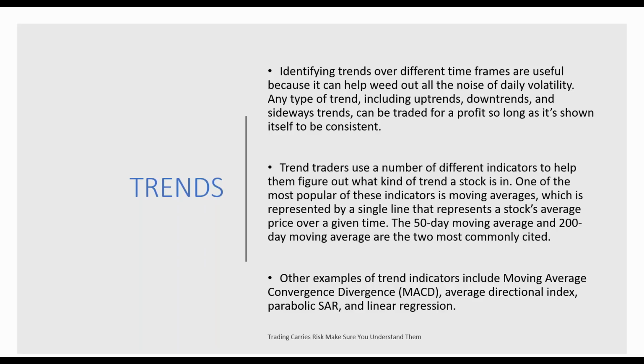Trend traders use a number of different indicators to help them figure out what kind of trend an asset is in. One of the most popular of these indicators is moving averages. Moving averages is the simplest of all indicators. Moving averages will help take the noise out of the markets, will help us see an uptrend or a downtrend, and it helps us see what we call red light, green light.